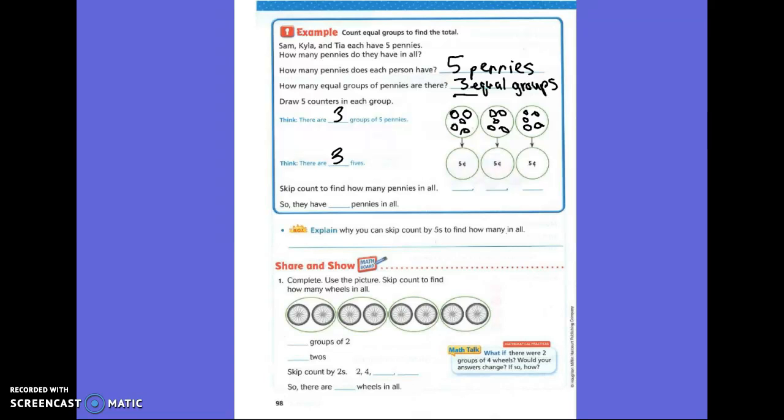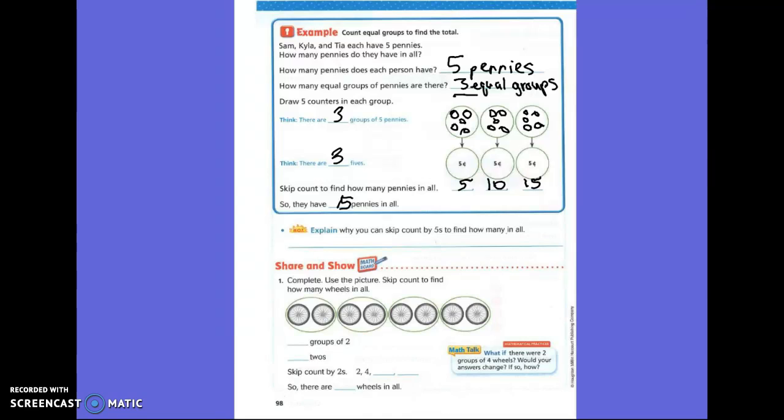How many pennies in all? 5, 10, 15. So how many pennies in all? 15 pennies. Everybody got that all written down? Yes. Okay. Number 9 is a hot problem. Explain why you can skip by 5s to find how many. Skip count by 5 to find how many in all.